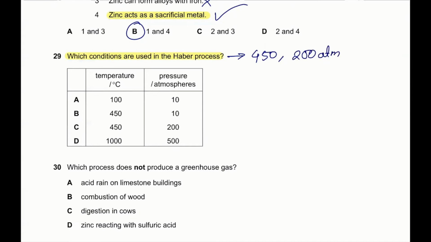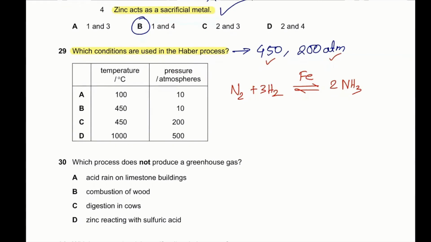Guys, to prove all of this, we'll just write down the equation, which can help us a little bit. N2 reacting with 3H2 in a reversible process produces 2NH3. We know that iron is used as a catalyst. And 450 degrees Celsius and 200 atm is used because there are 4 moles of reactant and 2 moles on the product side. And the forward reaction is also exothermic, so low temperature is favored.